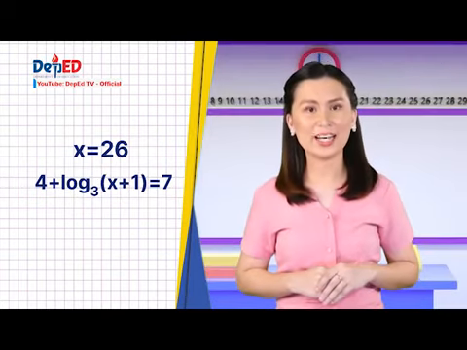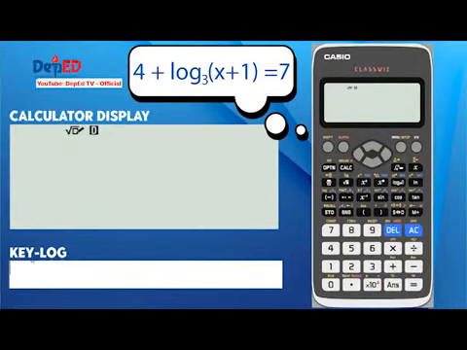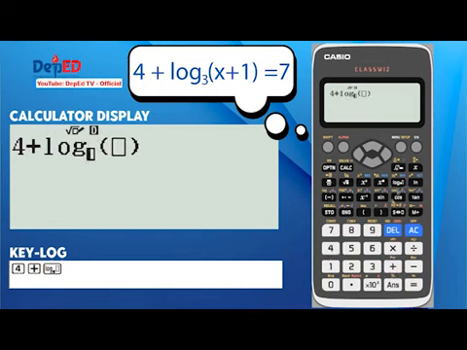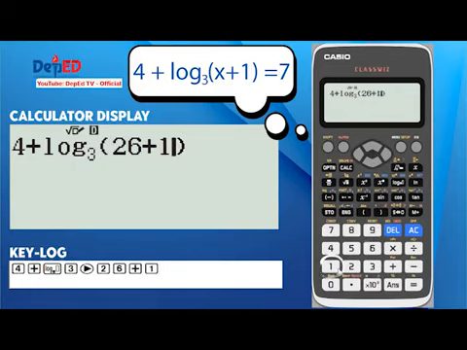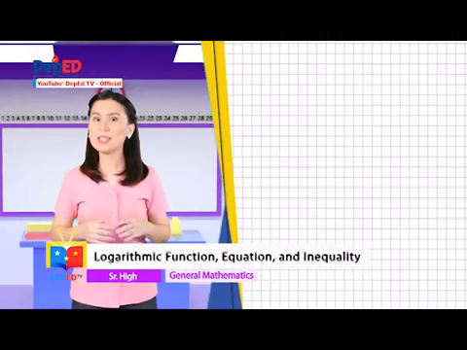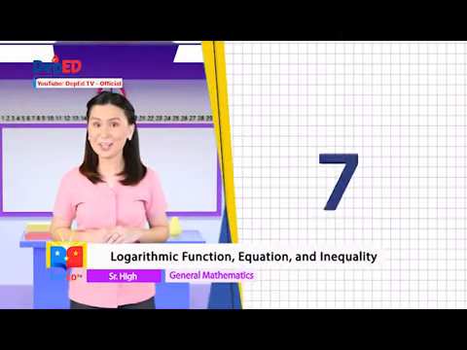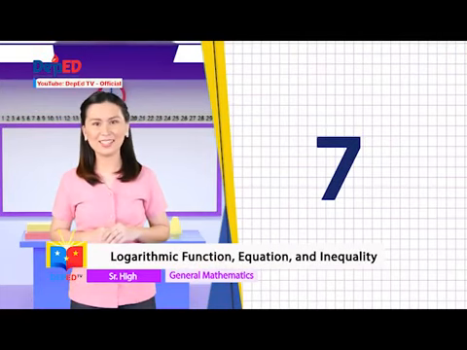Let us check it using the calculator. For the logarithmic equation 4 plus the logarithm of the quantity x plus 1 with the base 3 equals 7, we press 4, then plus, followed by the logarithm, then 3 the base. We adjust the cursor and press 26, followed by plus, then 1. We may now press equals. Did you get 7? Great job! Let us now try to solve logarithmic inequalities.